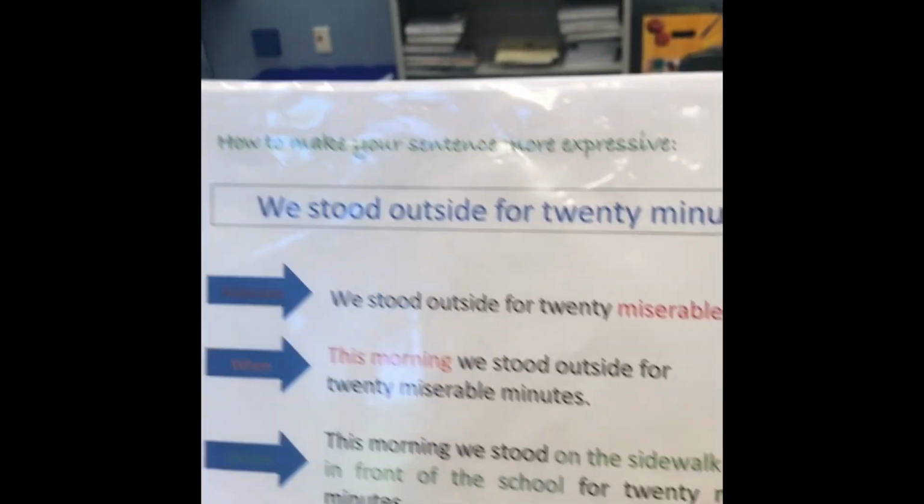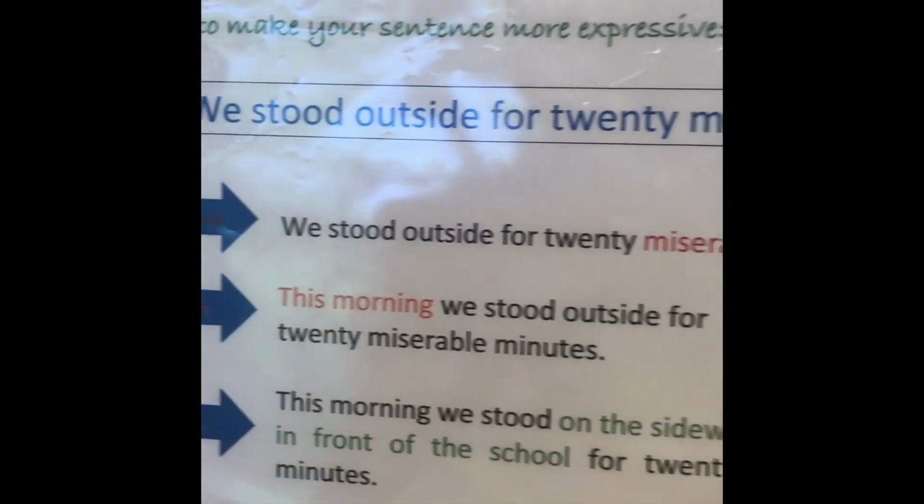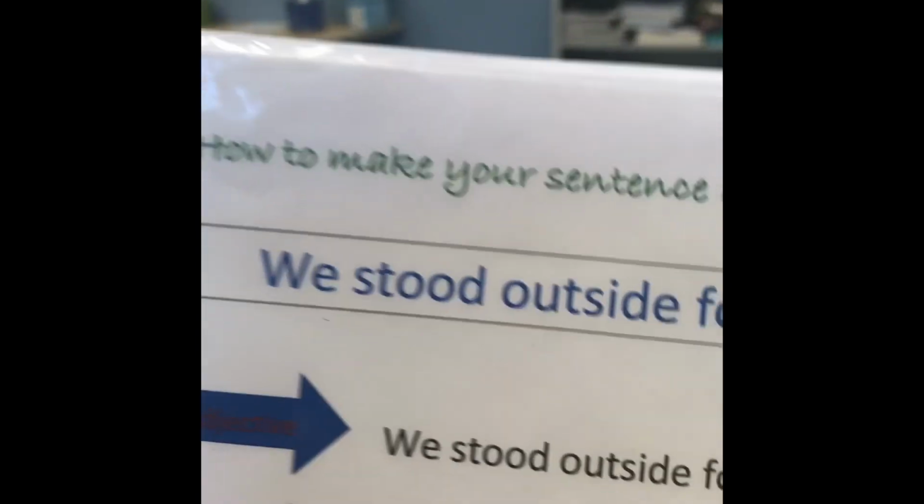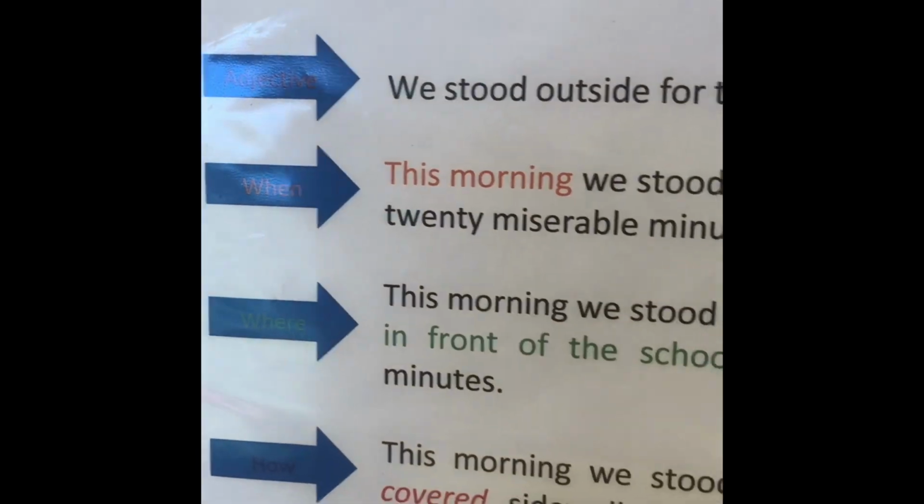So students take what I call a dry sentence. We stood outside for 20 minutes, like in this example. In our case, we can take, for example, Josh went to a flea market, and they make it juicier, as I say, and add one by one. They add words, descriptive words.